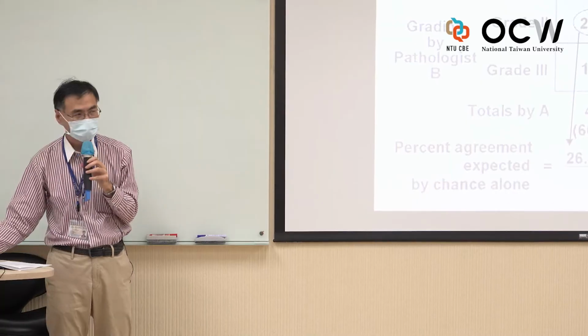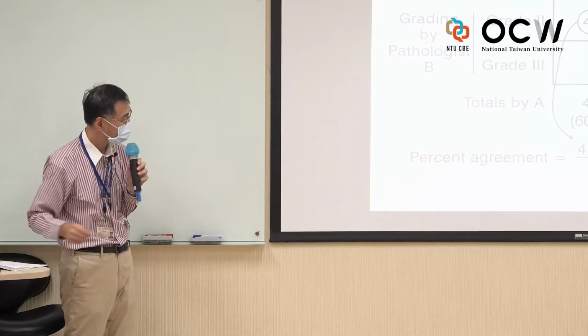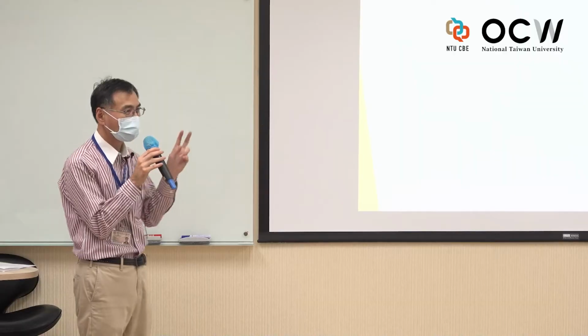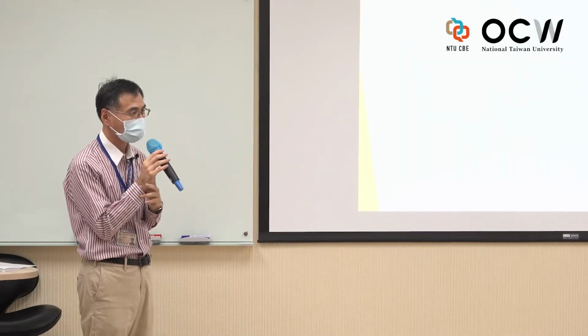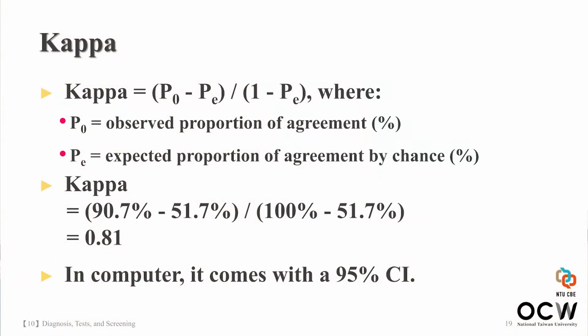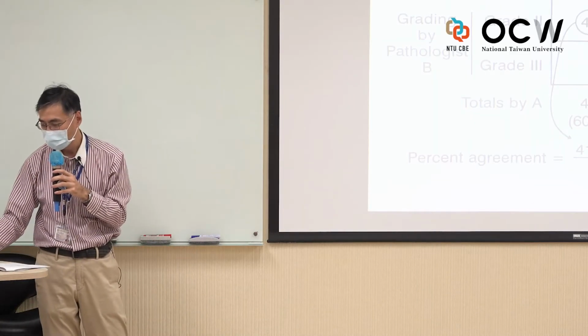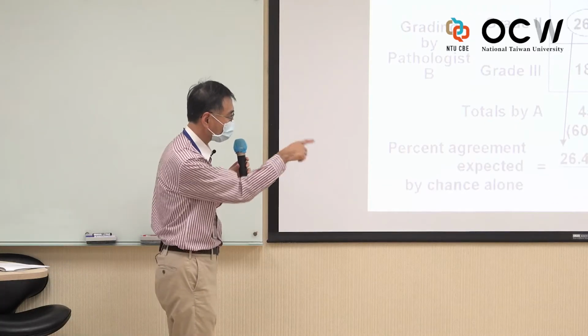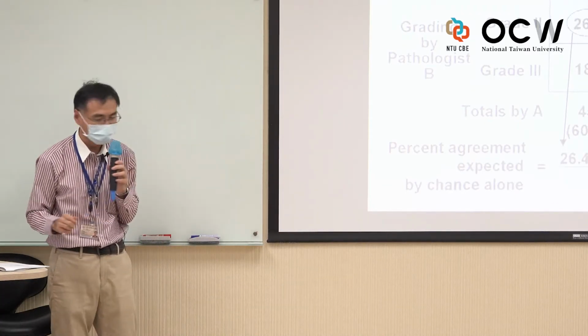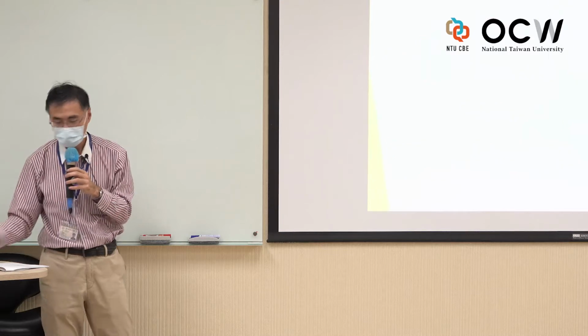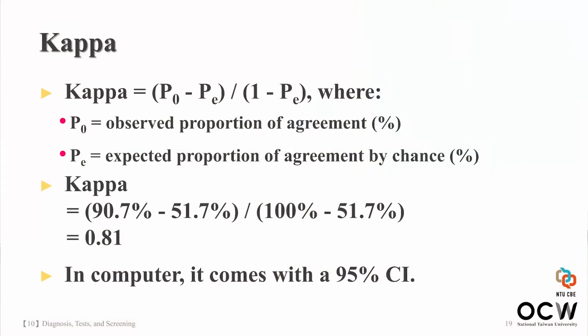And then we do exactly the same calculation like what we did in the previous slide, and the kappa is like this. Now you have the components you need to calculate kappa. P0 is the previous one, the percent agreement. The expected one we call PE, the percent agreement expected by chance alone. So we have P0 minus PE, divided by 1 minus PE.